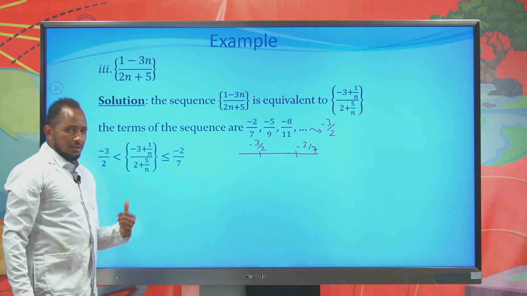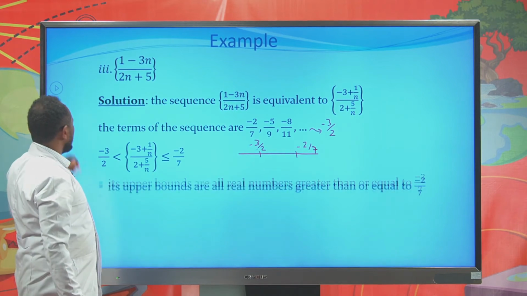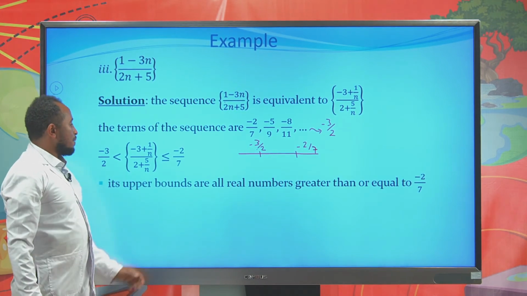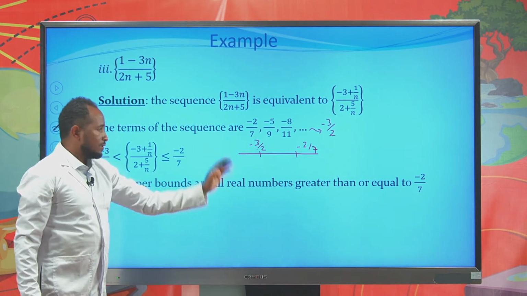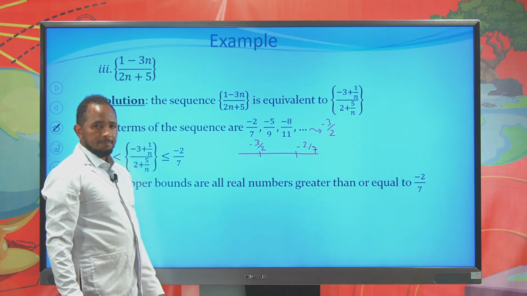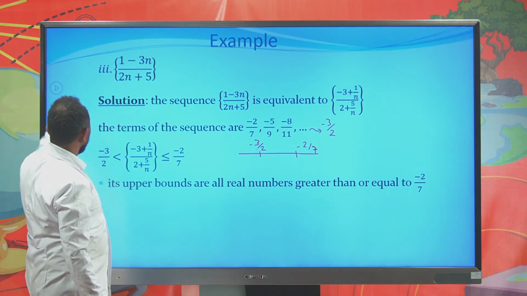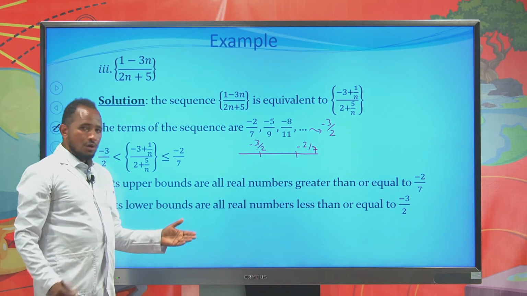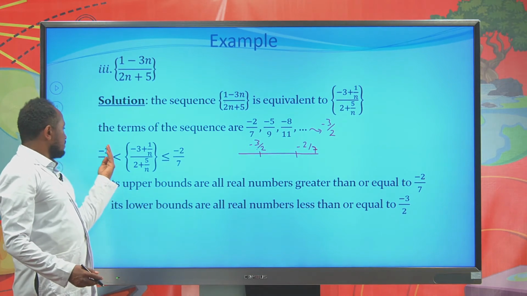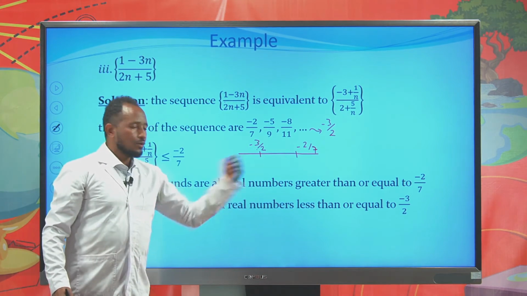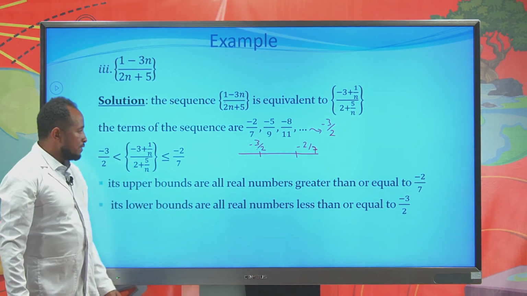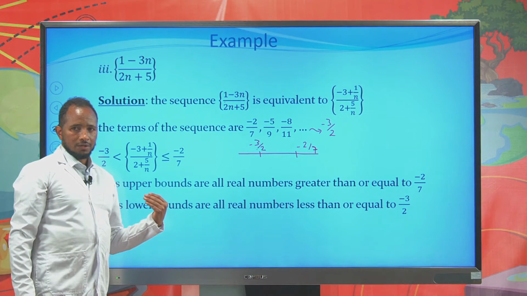Therefore, from this set, you can just list the upper bounds. Upper bounds of this sequence are all numbers which are greater than or equal to negative 2 over 7. And its lower bounds are all real numbers which are found below this one, including negative 3 over 2. So all numbers less than or equal to negative 3 over 2 are its lower bounds.